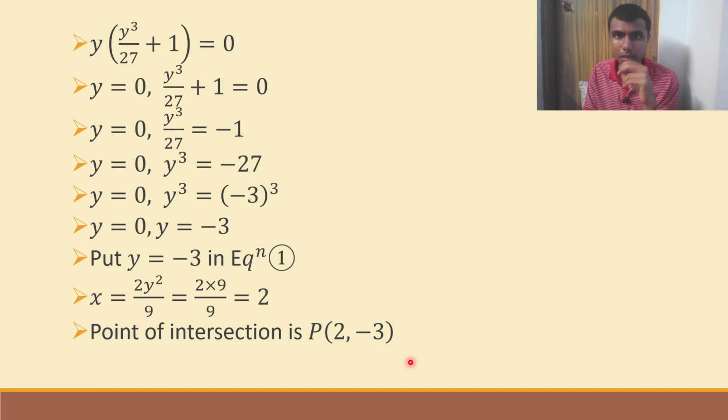Now I got the point of intersection. After this, what do I need to do? I mentioned already, the angle between the curves is the angle between the tangents. If I want the angle between the tangents, I first need to know the slopes of the tangents. Then I can find the angle between the tangents.